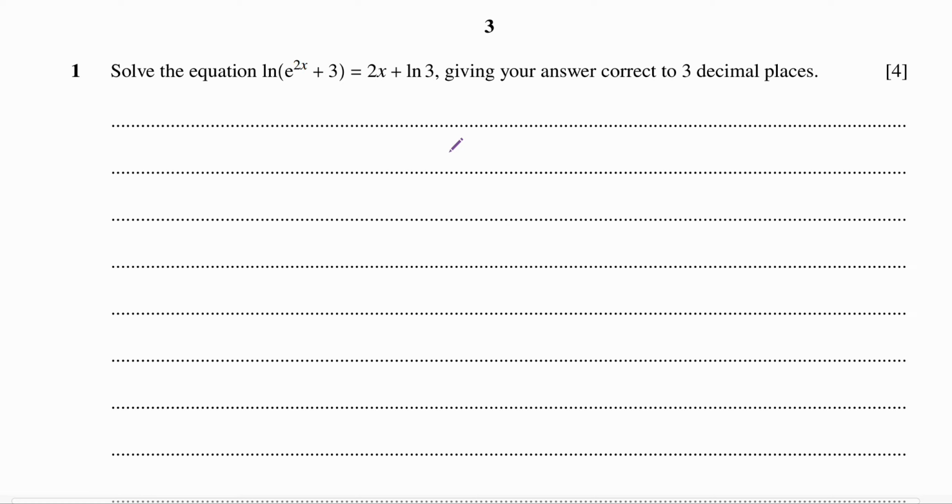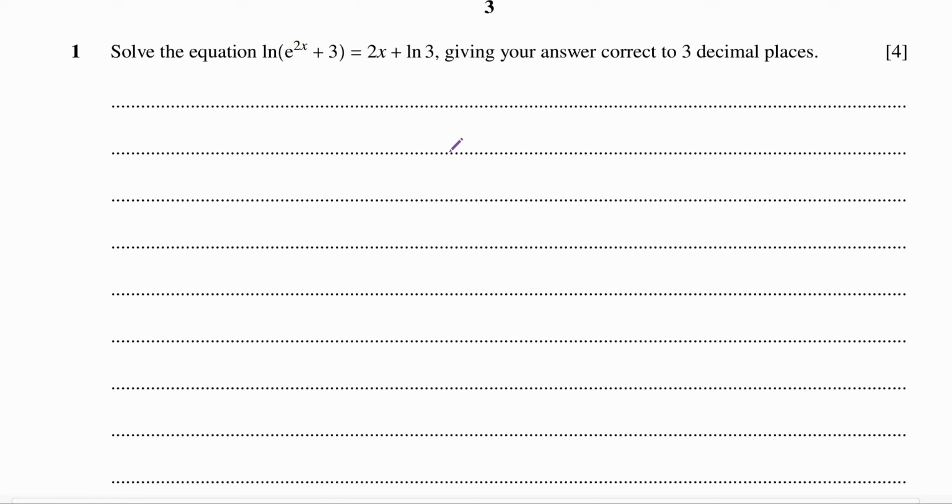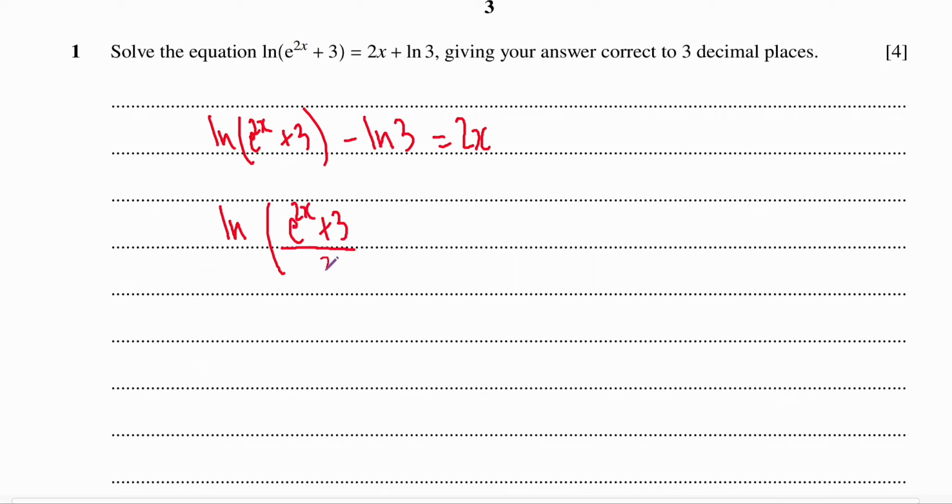So we have to solve the equation ln(e^(2x) + 3) = 2x + ln 3, giving your answer correct to 3 decimal places. Okay, let's bring ln 3 to the other side first. So we have ln(e^(2x) + 3) - ln 3 = 2x. Remember, ln a minus ln b is equal to ln(a/b). So this is the same as the natural log of (e^(2x) + 3)/3, and that is equal to 2x.